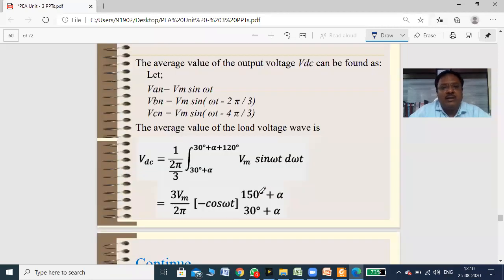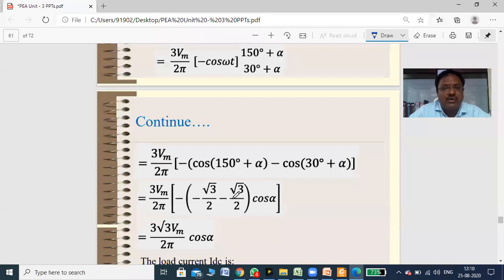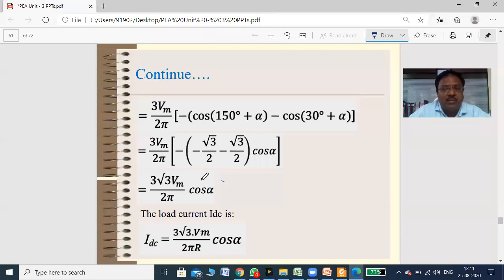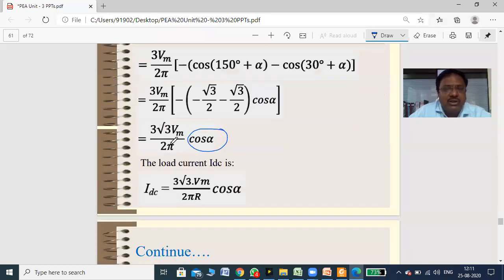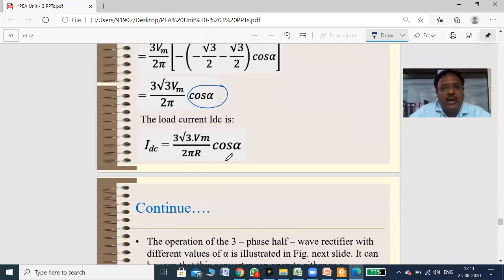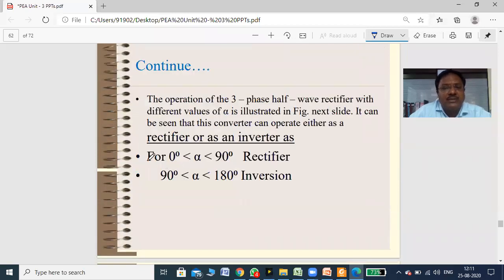This is the average load voltage. That is again the same. It depends upon cos alpha. It means alpha basically, right? The remaining is the same: 3 root 3 Vm by 2 pi, that is, cos alpha. This is the most important for the rectifier.